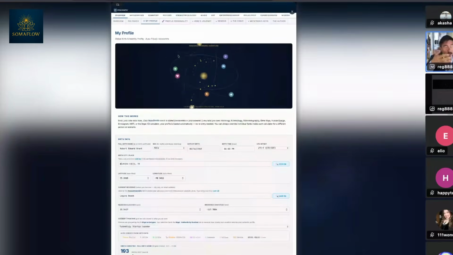Before you even ask it a question, if you choose to use it, it's going to know a lot about you, because I'm telling you, this stuff is accurate. It's mind-blowingly accurate.